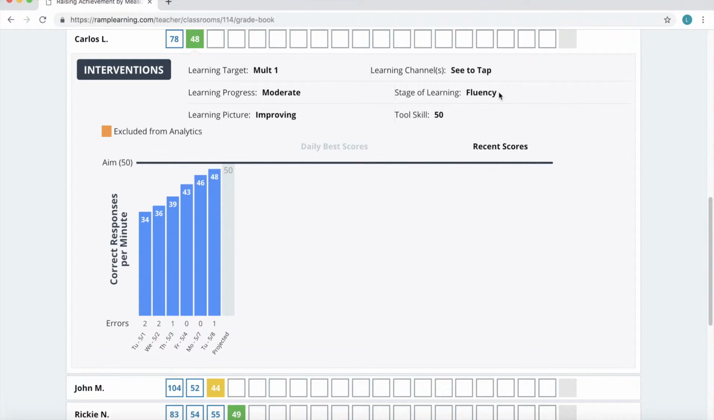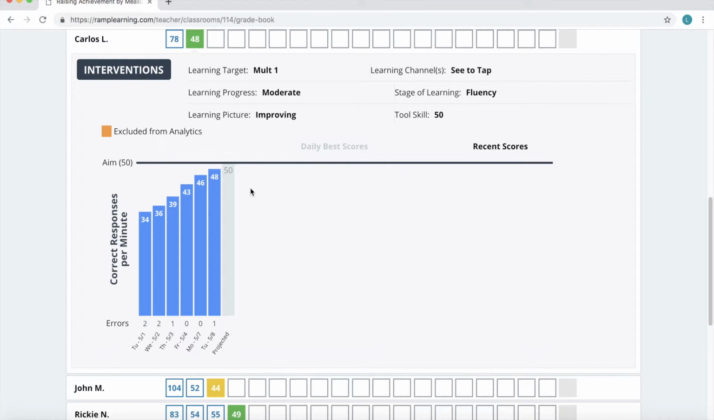reach his goal. Notice the line above the bar graph. This is referred to as an aim line, or the target that the student's trying to achieve for this learning target. The 50 informs us that the goal is 50 correct responses per minute.